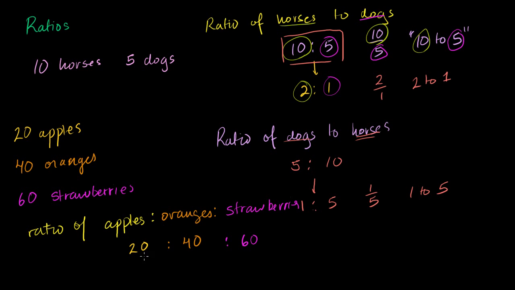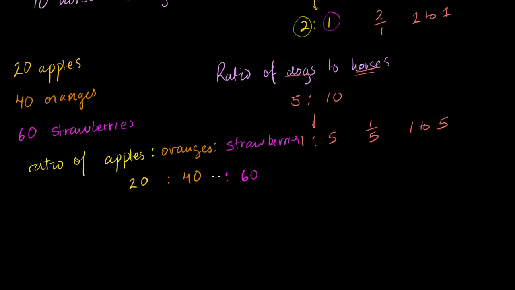So this would be legitimate. You could say the ratio of apples to oranges to strawberries is 20 to 40 to 60. And that wouldn't be wrong, but we saw before we could put it into reduced form. So think of what's the largest number that divides into all three of these. We can't just do it into two of these now, because now my ratio has three actual quantities. Well, the largest number that divides into all of these is 20.